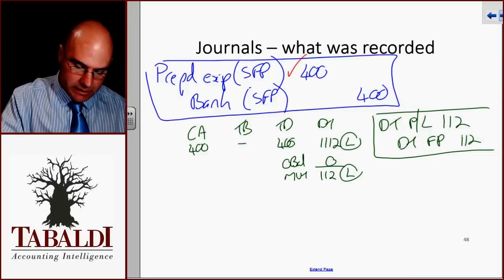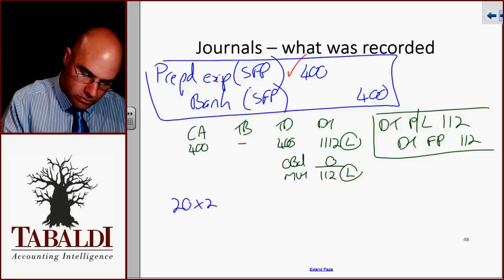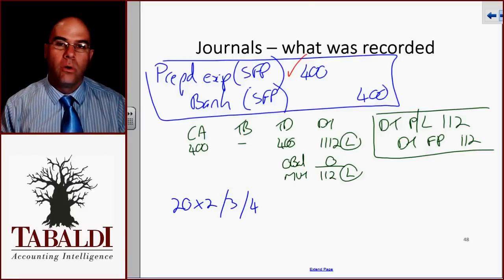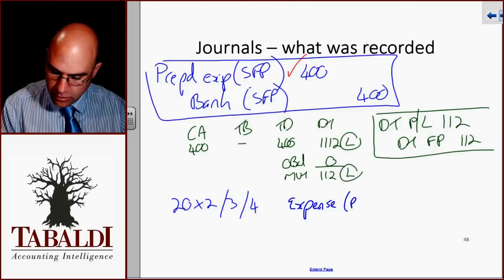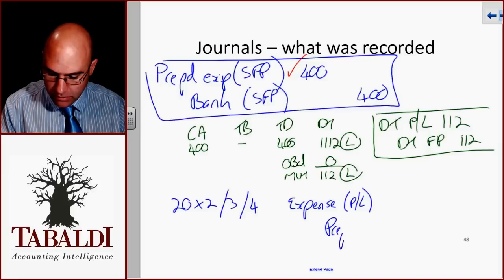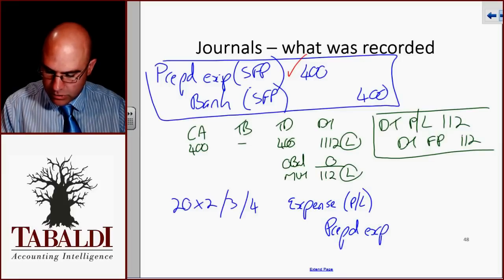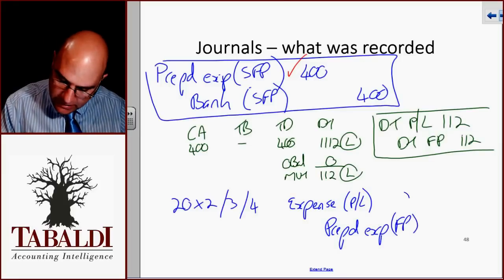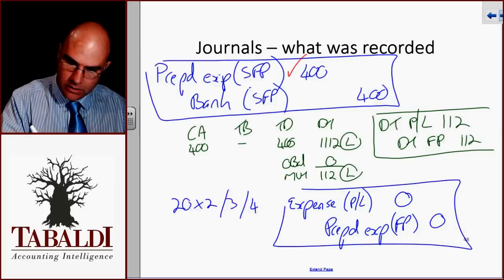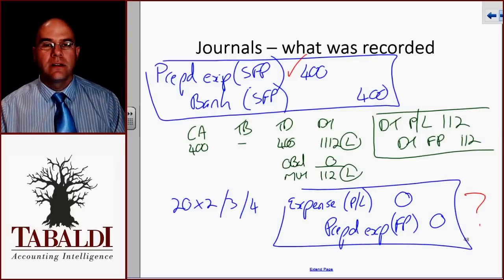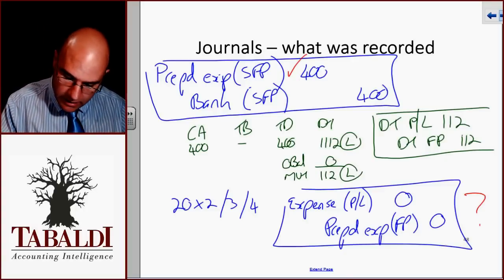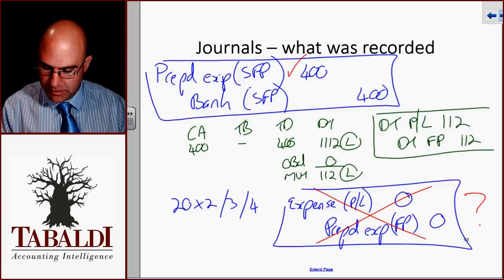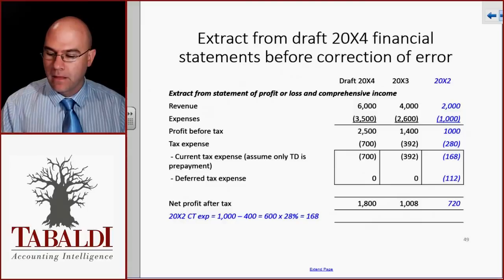Now, what should have been happening in 20X2, 3, and 4 is we should have been taking some of this to an actual expense in profit or loss and reducing the related prepaid expense, which is a financial position account. But this never happened. Okay, we've got to ask ourselves why. Maybe we had a bookkeeper who either forgot about it or was incompetent, but for whatever reason this journal was not done. So a big 0 was passed through, if anything.